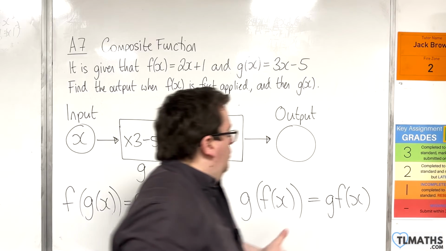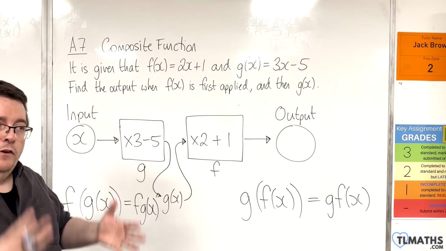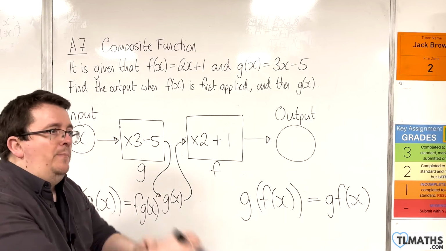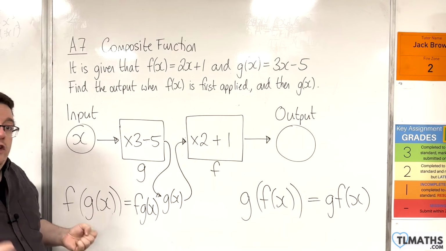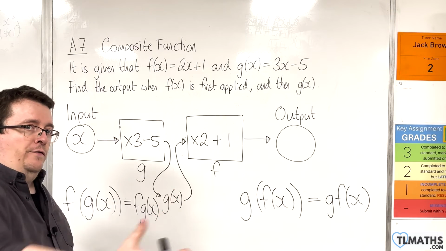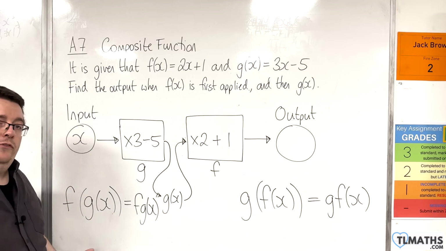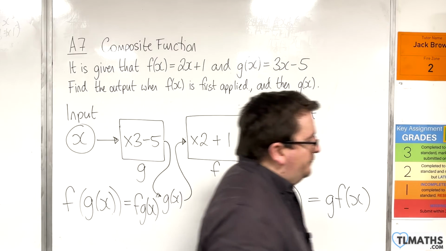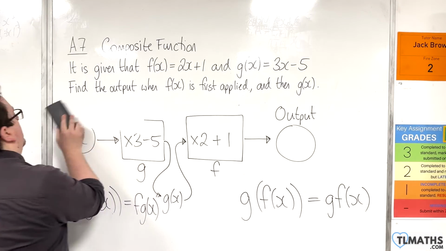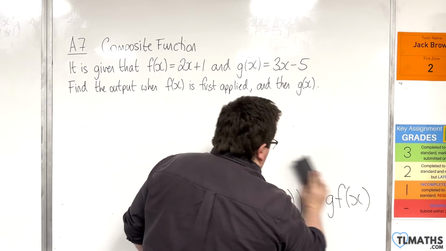Now, you could also have ff of x, so do the function f twice: you put it through function f first and then put it back through function f. Or you could have gg of x, where you're putting the function back into itself several times. And we do a little bit more of this at A level as well. So really, we should get around to answering the question, shouldn't we?